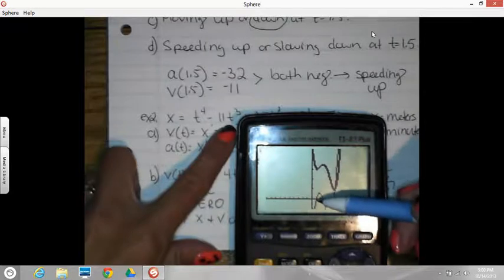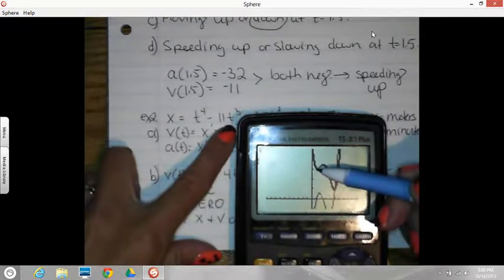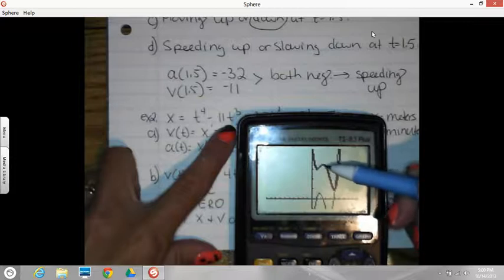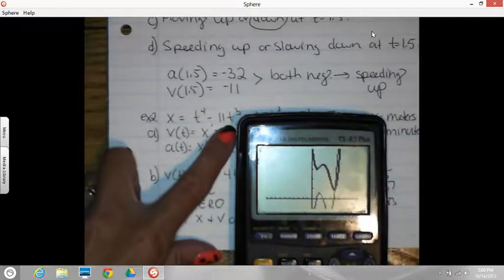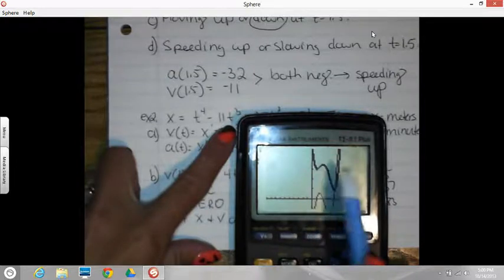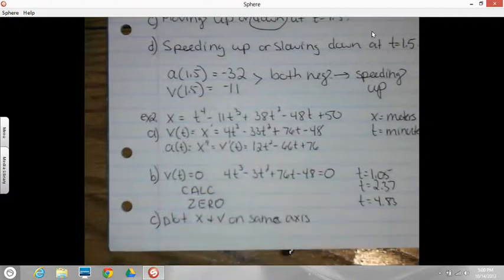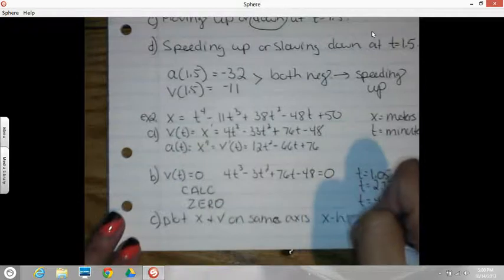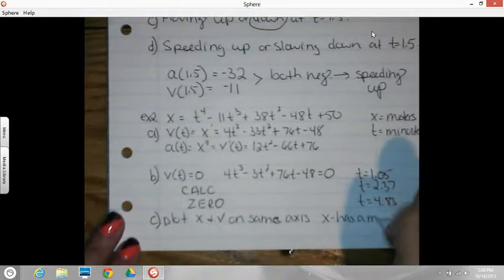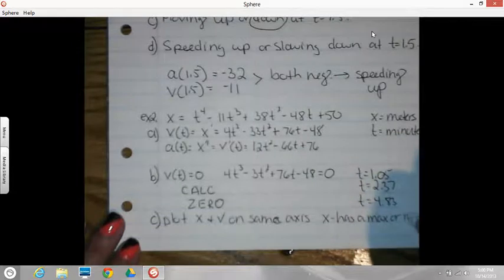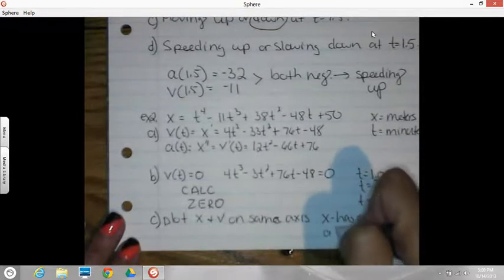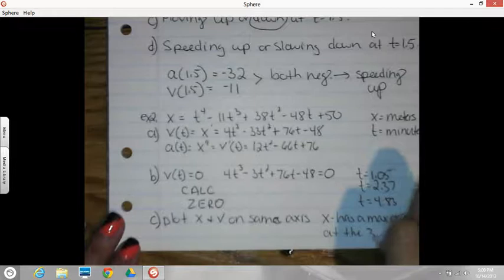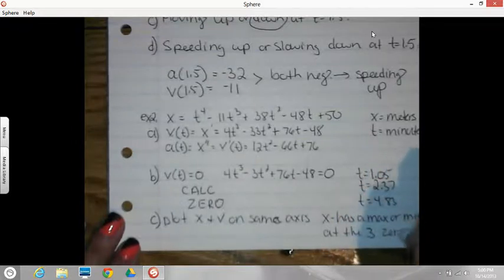Remember, when the derivative is 0, that means the original graph had a max or a min. You should be picking up on that at this point. We've gone over that several times. If the derivative is 0, there's a max or a min. So, x has a max or min at the 3 zeros on velocity.